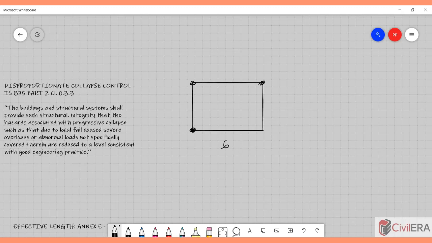So this may not be a really great scheme. You need to ensure that you have one more column here, so that in the eventuality of this column failing, your building has some bridgeability. Maybe this can act as a cantilever and save your building from disproportionate collapse or a progressive collapse. So that's what the clause means.